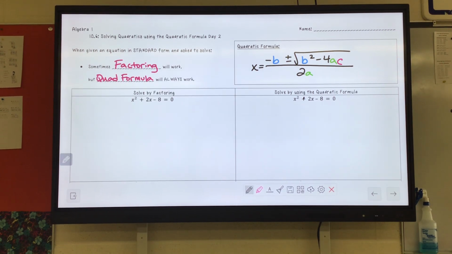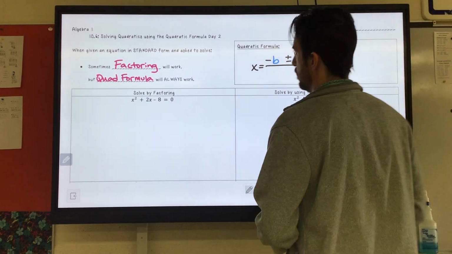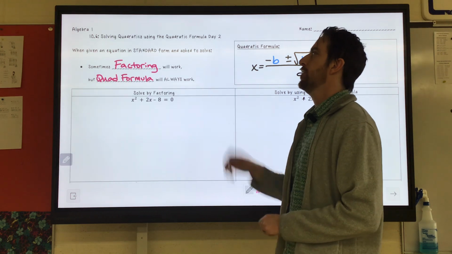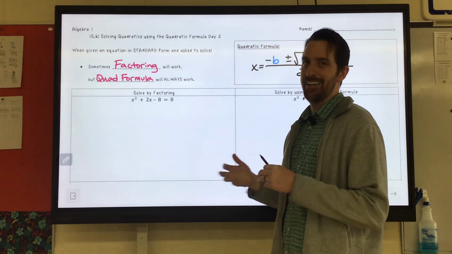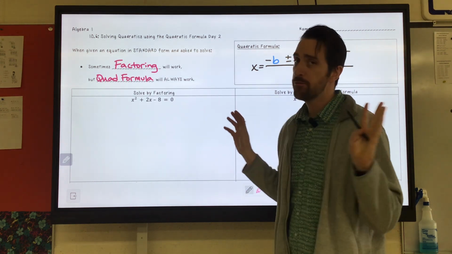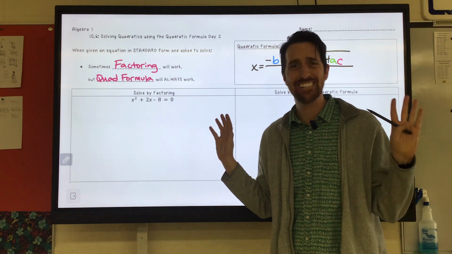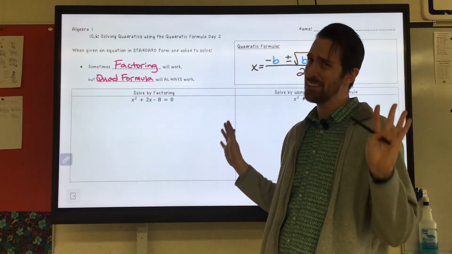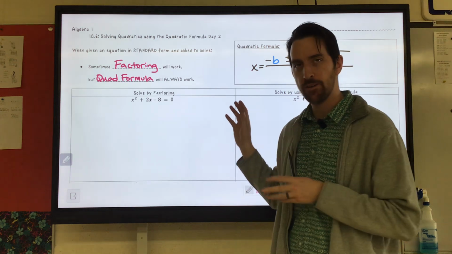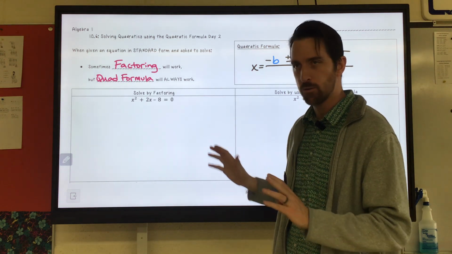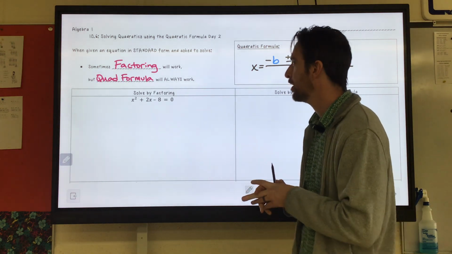Welcome back to the Quadratic Formula Day 2. When you are given an equation in standard form and asked to solve, sometimes factoring will work. Isn't that nice when it works out? Because it's a little bit quicker. But the quadratic formula will always work. You can always use it as a backup option.